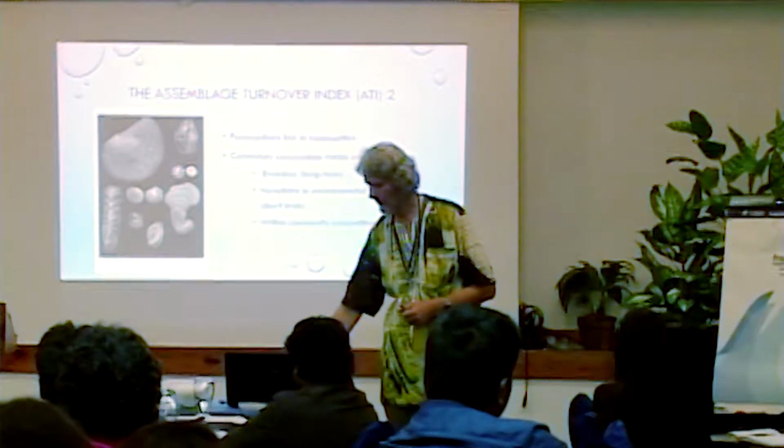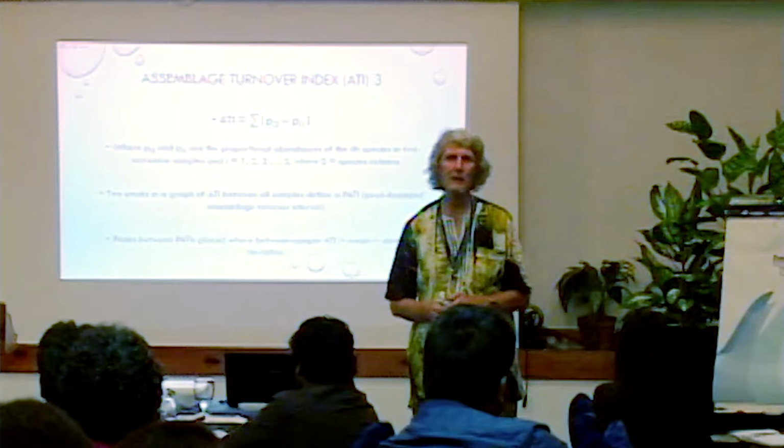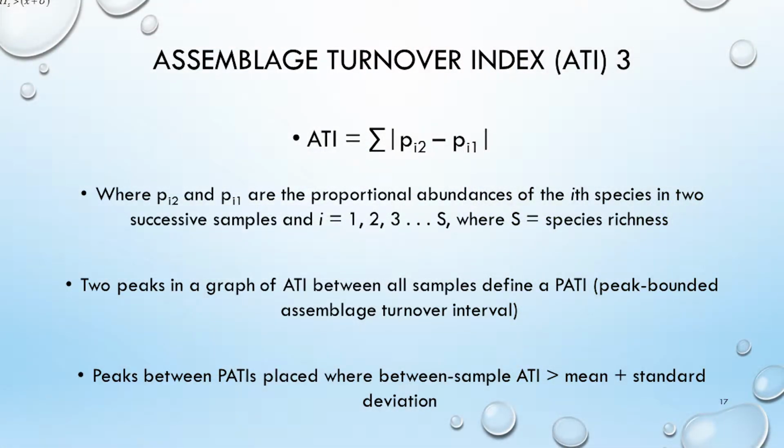So our index was a way of measuring how things change between one sample and the next. If we've taken 2 samples, say, from a core, and we look at the community in one and the community in the next, can we quantify the turnover between them? The formula is really, really simple. If we've got one sample, and we pick out, say, 300 forams, we can work out the proportional abundance of each species in that sample.